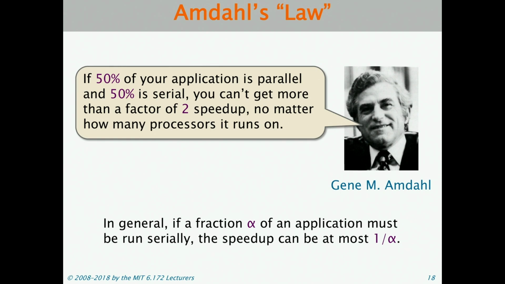And in general, if a fraction alpha of an application must be run serially, then the speedup can be at most 1 over alpha. So if 1/3 of your program has to be executed sequentially, then the speedup can be at most 3. Because even if you reduce the parallel portion of your code to have a running time of 0, you still have the sequential part of your code that you have to wait for.